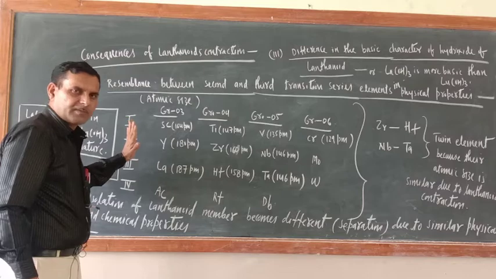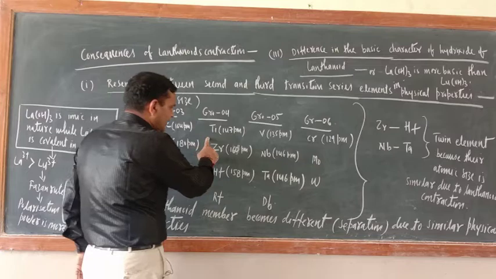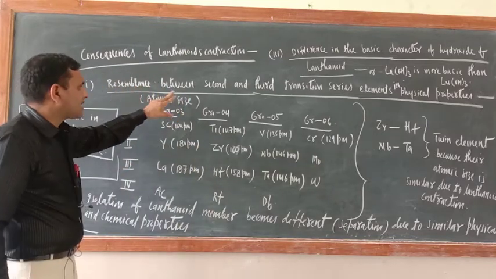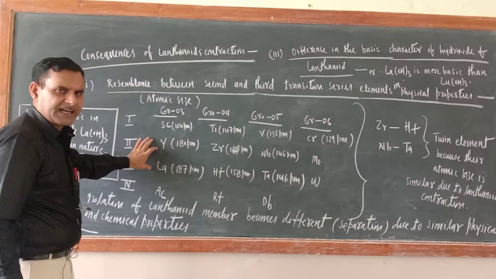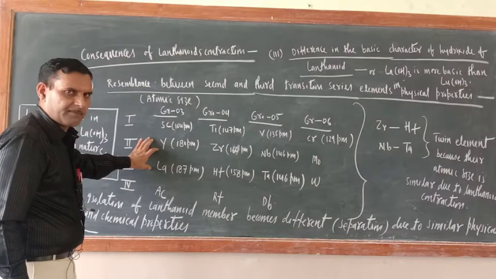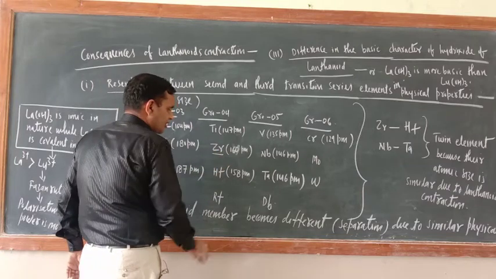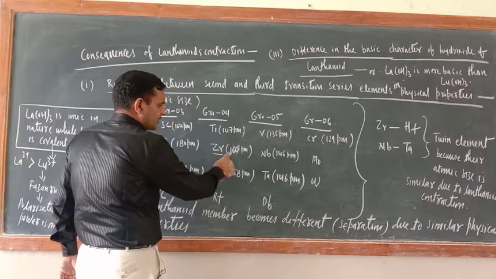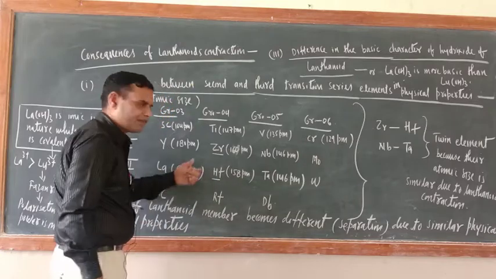In the group, atomic size increases or not? But what about the second member? Basically what I wrote here is resemblance between second and third transition series. So just compare the second and third transition series only, don't compare first and fourth. Okay, just see, second transition series second member is zirconium, and third transition series second member is hafnium. This is 160 picometer and this is 158 picometer, hafnium.